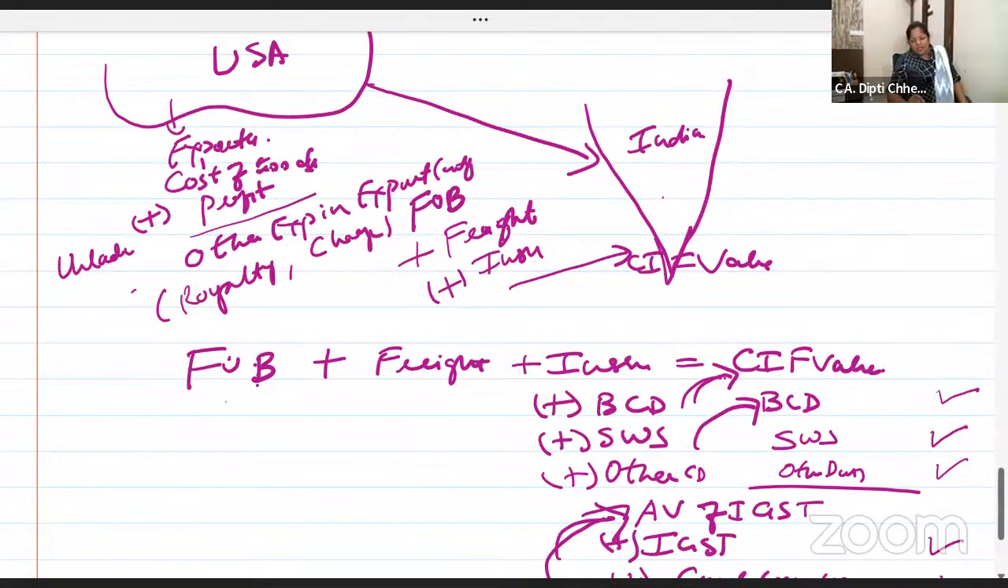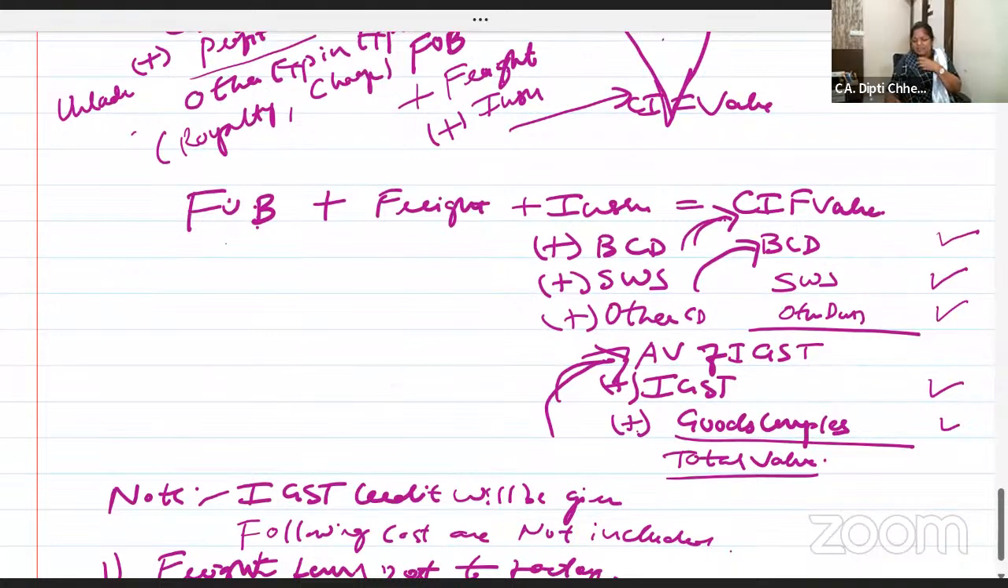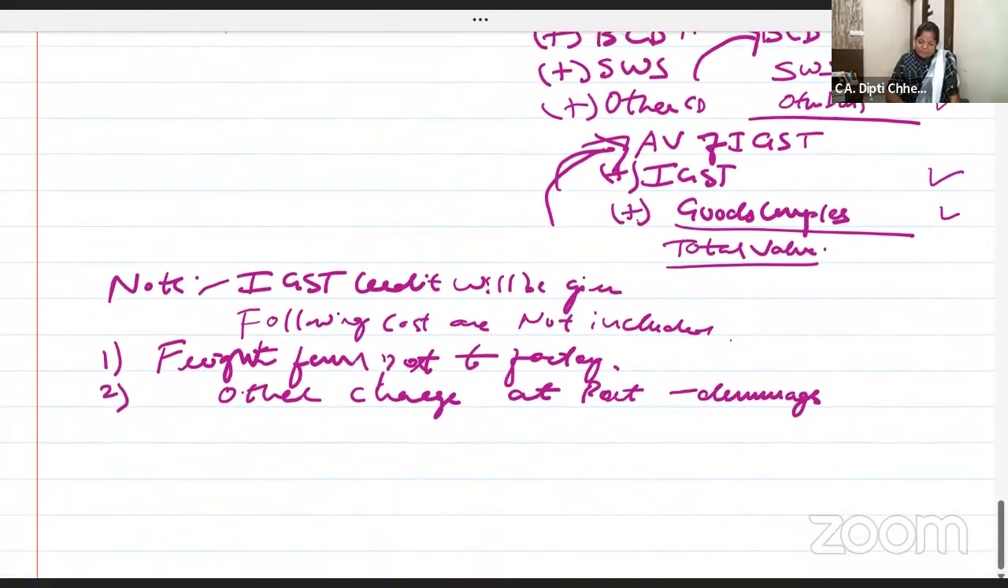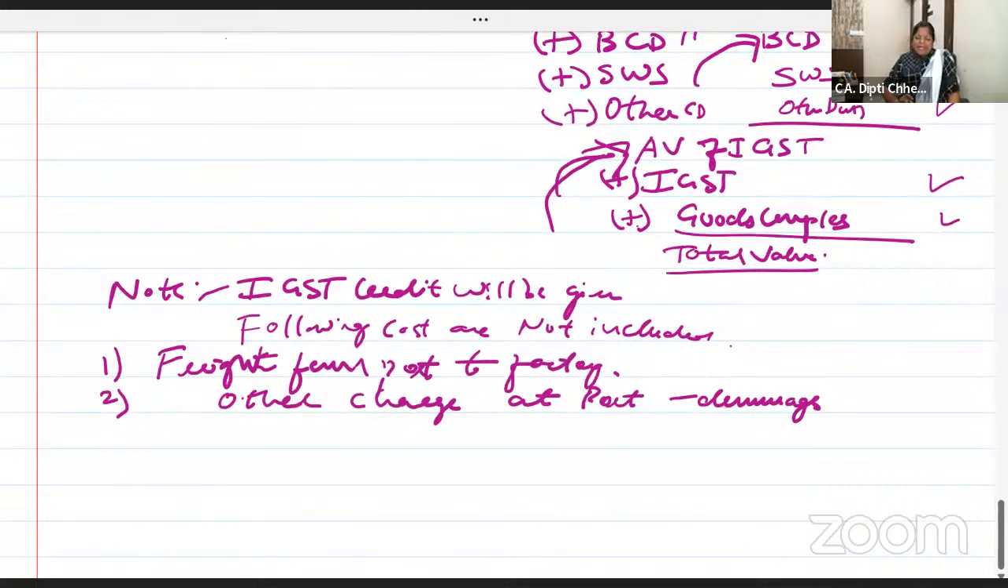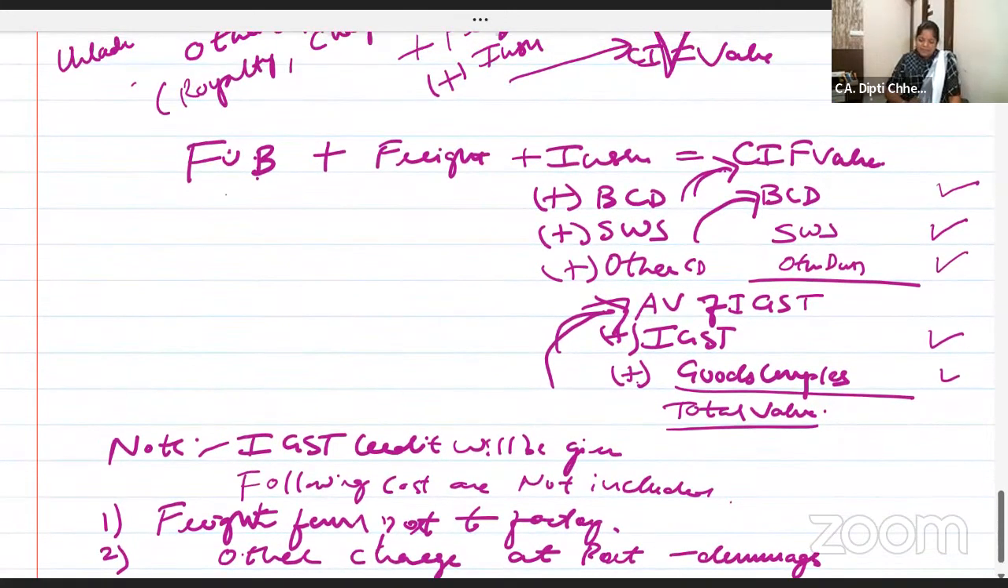Yes. Free on board is the value given by the exporter. In that, if you add on-road freight and insurance, you will get the CIF. Free on board plus freight and insurance is CIF. On CIF you have to charge basic custom duty, social welfare surcharge, and other duty. On all this, you have to charge the IGST. Any doubt in this?